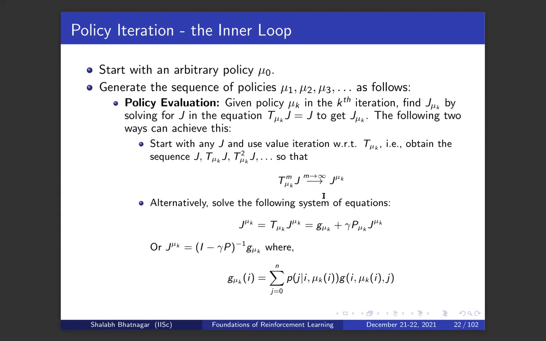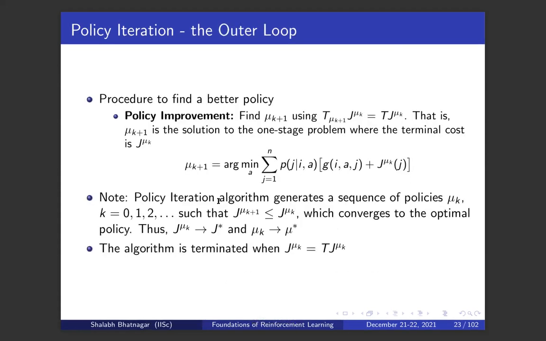And once this converges, you come out of this loop, get into the outer loop, and do what we call a policy improvement step. So here you find a new policy, let's call that mu k plus 1, and that is obtained in this manner. As I said, you look at the policy mu k plus 1 that achieves the maximum, or rather the minimum in this case, of T J mu k, the optimizing policy over this. Let's identify that as mu k plus 1. So that is basically the policy improvement procedure.